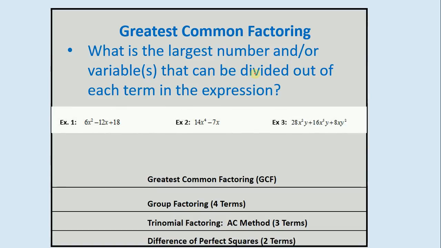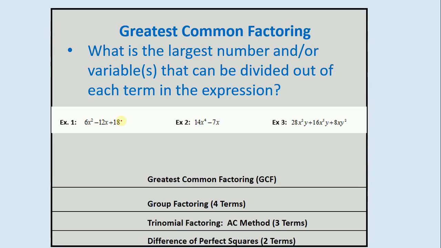So here we have the first example. I want to see what's the largest number and variables that we can divide out of each of them. Now, you can't just take one out of 2 of them. You need to have it so that they all share it equally. So I have 6, 12, and 18. The number that I can divide into 6, 12, and 18 is 6, right? That's the largest number.